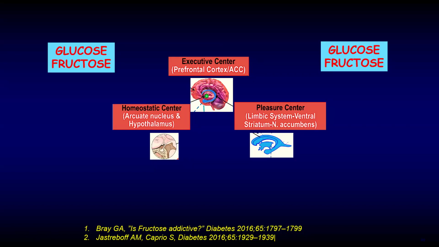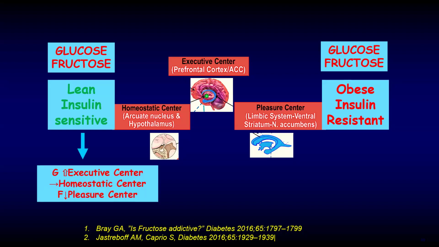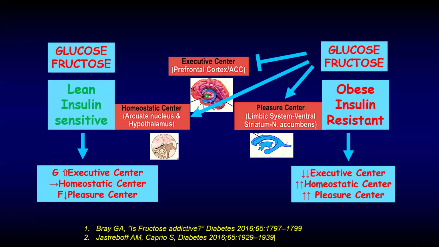Well, if somebody is normal and healthy, metabolically healthy, eating glucose and fructose has actually no impact on those centers. If there's anything, glucose stimulates a little bit your executive center. But if you have insulin resistance and morbid obesity, then fructose does exactly the opposite. It blocks your executive center. Basically, you eat and you don't know you're eating. You're actually losing your mind.